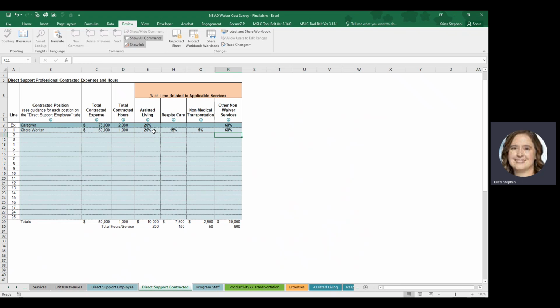To determine the percentage of time, you may want to reach back out and ask the chore worker, or the contracting agency, for an estimate of the percent of time of services they spent, or you may be able to utilize billing records to help assist with providing that information as well.